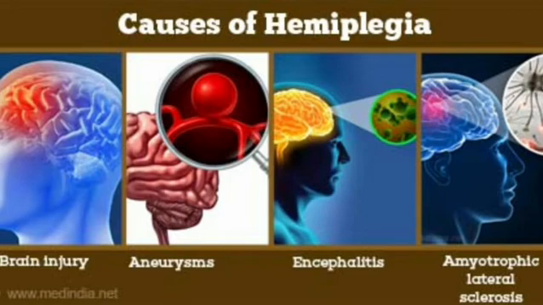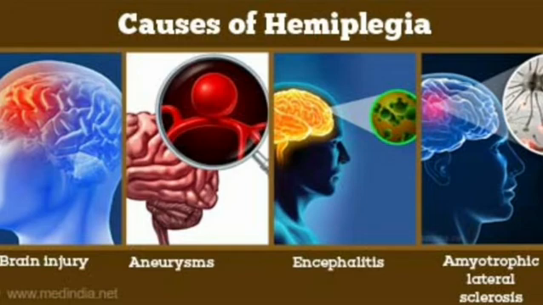Next, infections. Brain infections such as meningitis and encephalitis are very serious and, if untreated, can result in hemiplegia. Next is Brown-Séquard syndrome. This is a specific type of spinal cord injury that is named after Charles Edward Brown-Séquard, who first described the condition in 1850. It causes damage to one half of the spinal cord, resulting in paralysis.